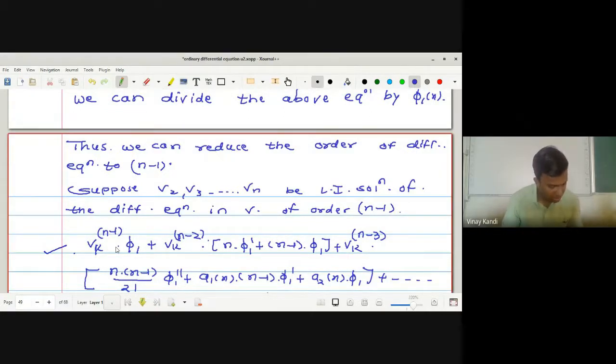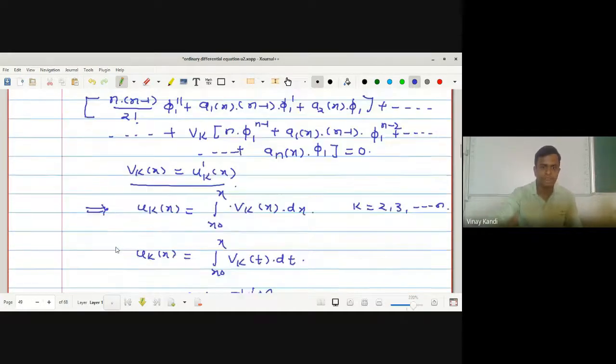Suppose we are linearly independent solution and v of order n minus 1, then we will see. Any doubt up to here?